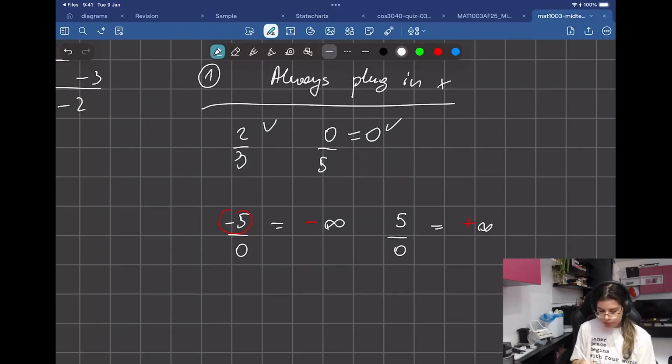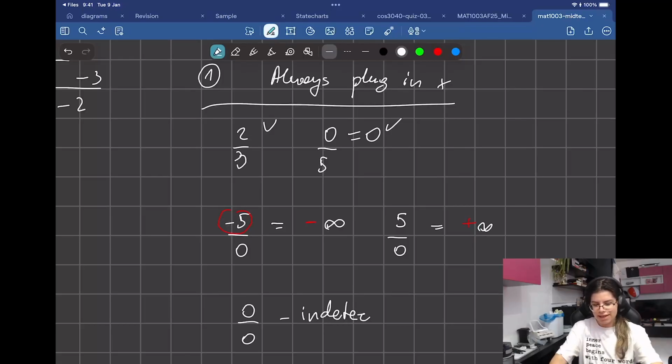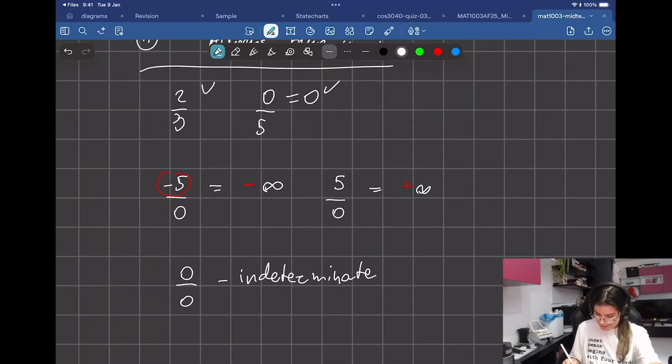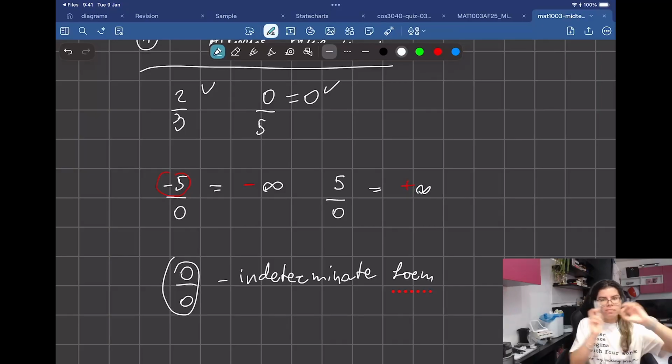And the last option is that you get 0 over 0, which is the so-called indeterminate form. Let me Google it. I don't remember how it was called. Indeterminate form. Okay. And if you get this, it means you should go back to the original limit and you should try to somehow manipulate the expression in order to avoid getting 0 over 0.